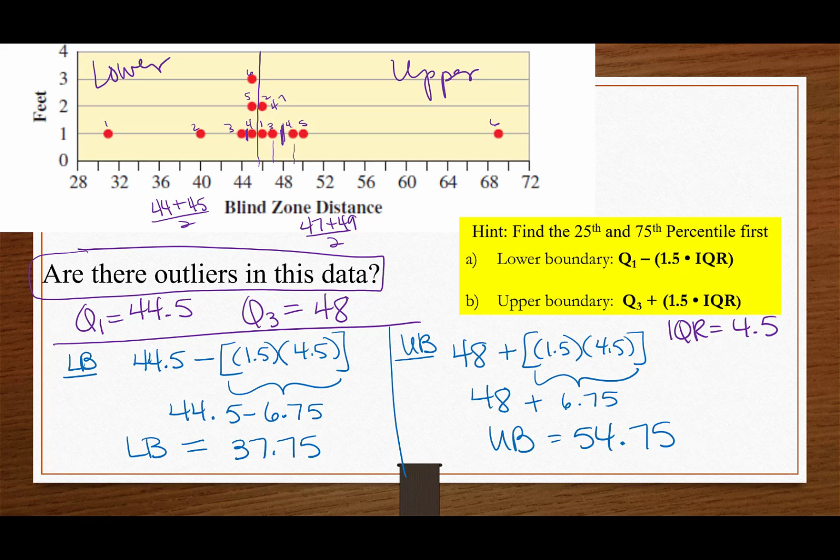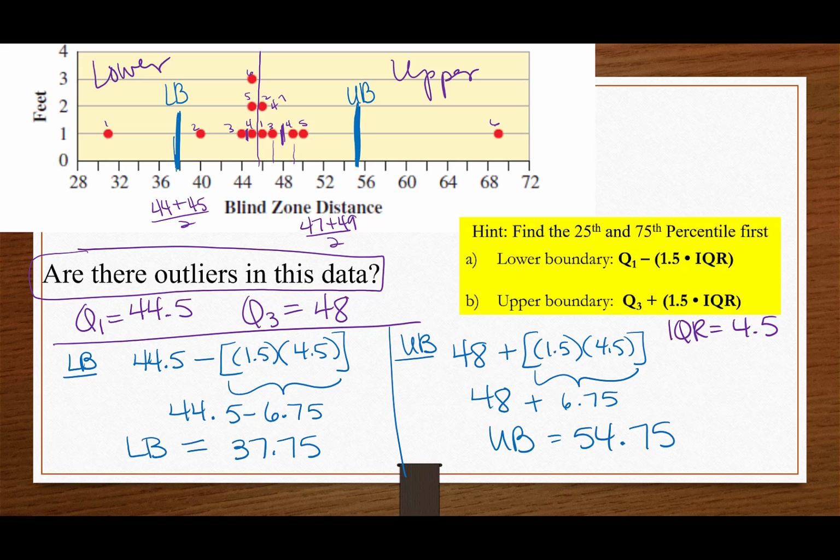Okay, so now that we have our lower boundary and our upper boundary, we can actually mark these up on our dot plot, and you may be able to visualize the concept of outlier better. Our lower boundary is somewhere right, let's see, if that's 38, it'd be somewhere right here for a lower boundary. Our upper boundary, 54.75, so almost 55, which would be somewhere here for our upper boundary.